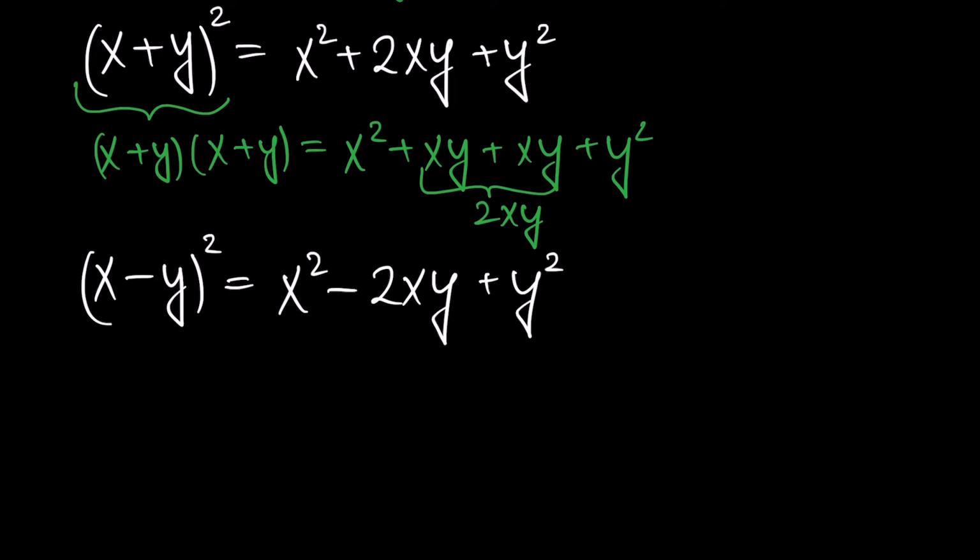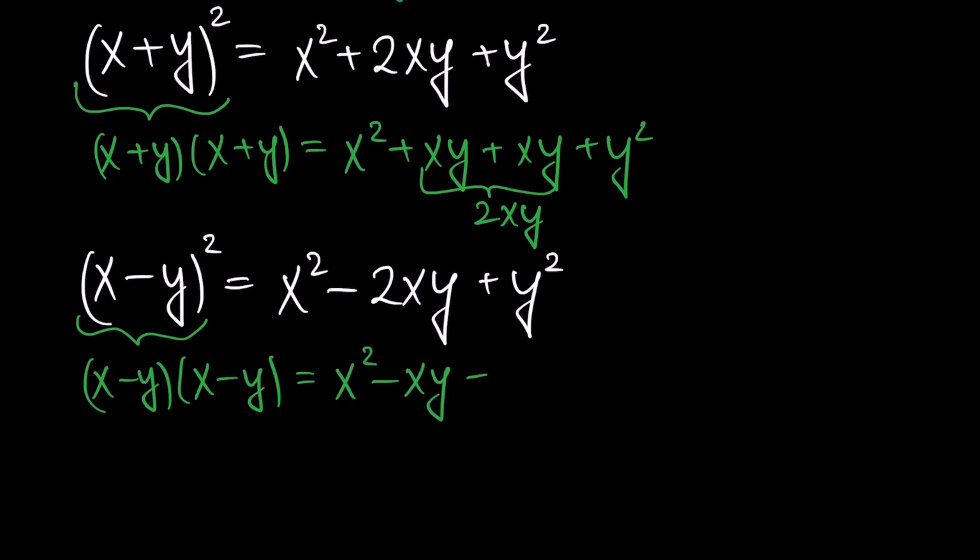To prove this formula, again we have to multiply x minus y by x minus y. It will be x squared minus xy minus xy plus y squared. And these two minus xy's give us minus 2xy.